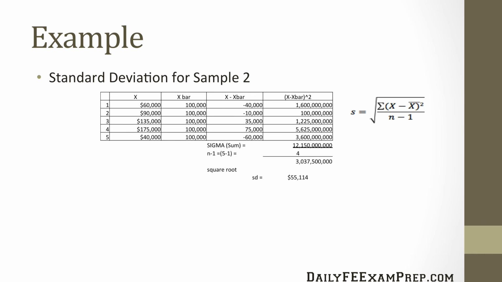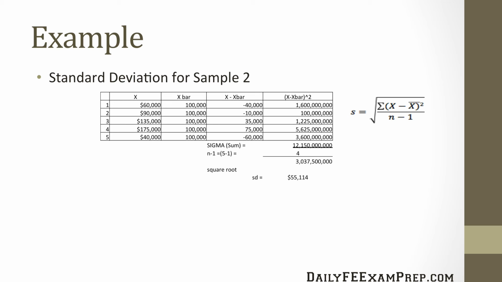So let's take a look at sample number 2. We've got the same formula and just new data points. So I've listed them all out under X and subtracted X bar from X for every data point. And then I squared the value. So for employee number 1, I have $60,000 minus $100,000 equals minus $40,000. Then I square that value and I get 1.6 billion.